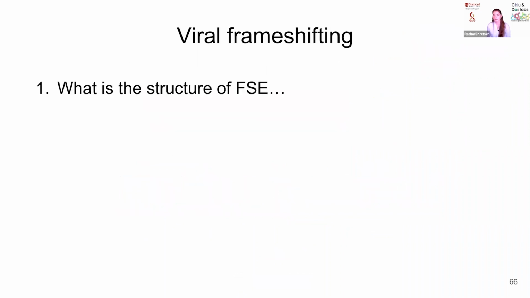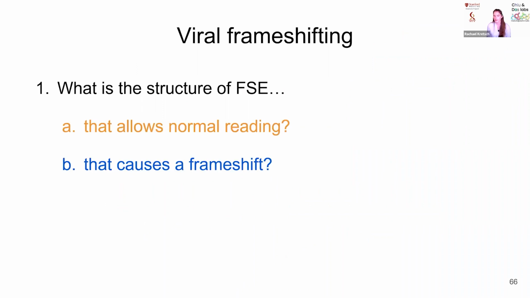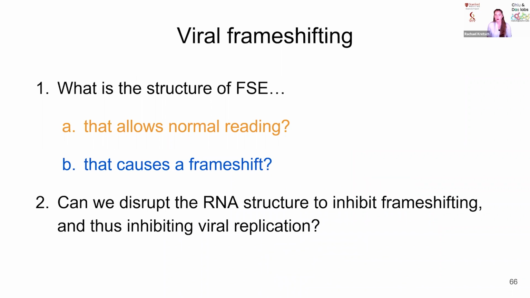So what are we curious about? Well, we want to know the shape of the FSE. And why we want to know it is because we want to know why sometimes the ribosome reads normally and why sometimes it slips, with the overall goal of informing us how it frame shifts, and then how we could potentially inhibit the frame shifting and thus inhibit the virus.